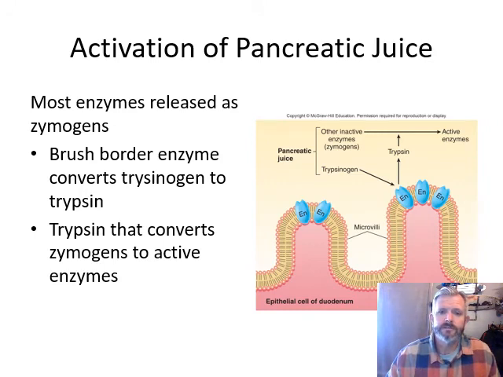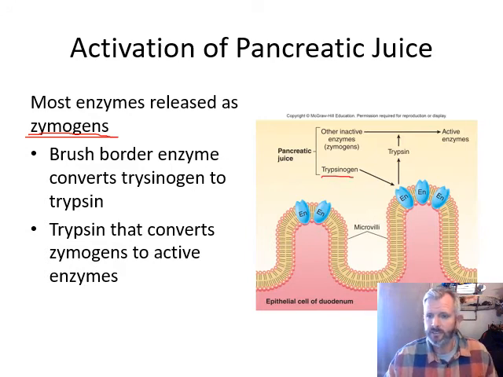Yeah, you can see pancreatic juices here. Most of the enzymes, what do we say? They're released as zymogens. We actually have brush border enzymes that help cleave those zymogens into the active enzyme. Trypsin can cleave peptides, and brush border enzymes also cleave peptides. In the pancreatic juice, trypsinogen is the zymogen. It's not active. It gets broken down by the brush border into trypsin.